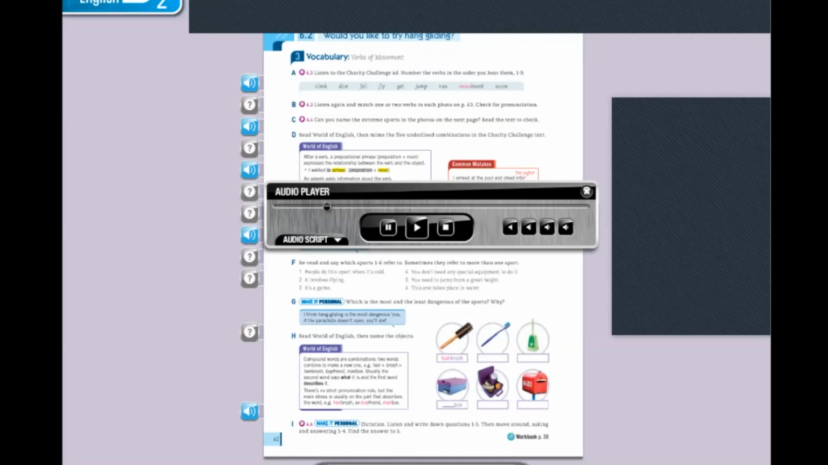Calling all extreme sports fans. Wanna try these sports? Cliff diving, snowboarding, hang gliding, bungee jumping, and even underwater hockey. It doesn't get more extreme than this. Try the Charity Challenge Extreme.